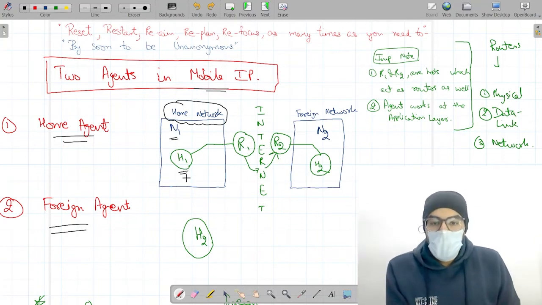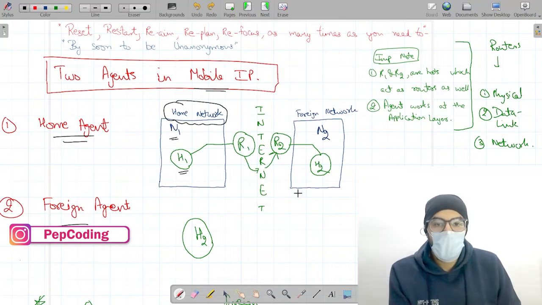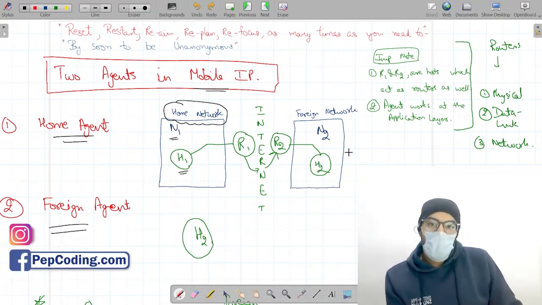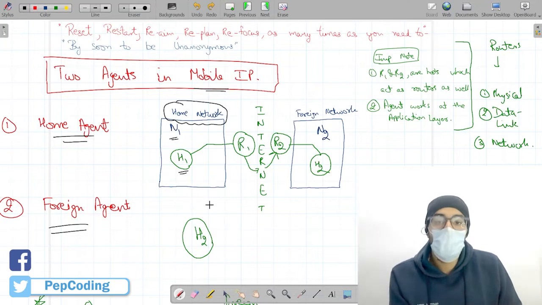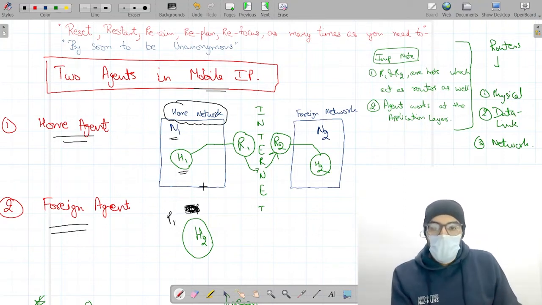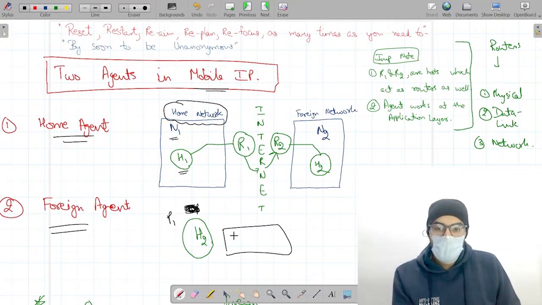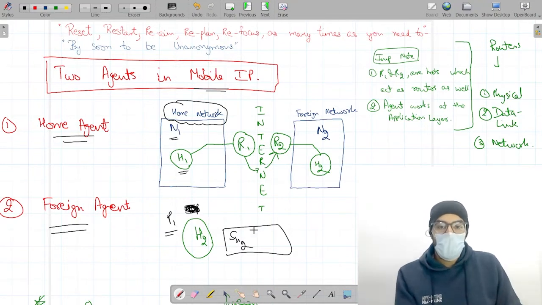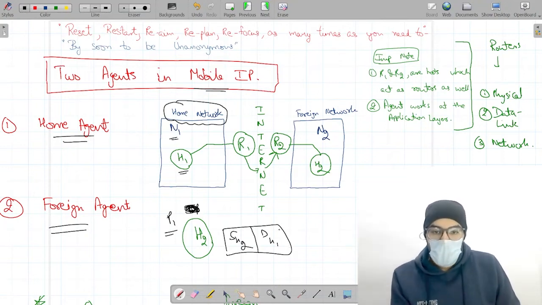Let's say that host H2 wants to send an IP packet, let's say packet P1, to the host H1. Initially there is no network N2. Inside the IP packet header, it is going to write the source as H2, and the destination will be H1, for which it is going to write IP1.